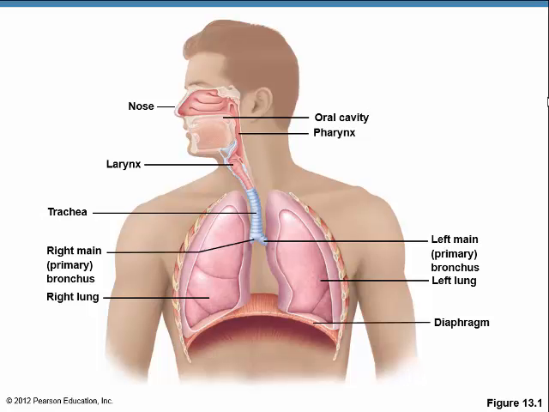In this diagram out of your textbook, you can see that the nose is the only externally appearing part of the respiratory system. The oral cavity is pointed out for reference. The pharynx runs behind the nose and the mouth. It empties into the larynx. The larynx is connected to the trachea. The trachea ends by branching into the right and left primary or main bronchi, which connect to each lung. The diaphragm forms the floor of the thoracic cavity.